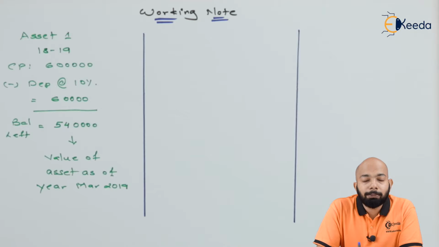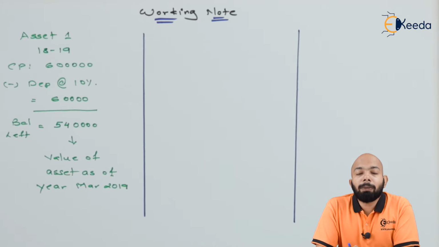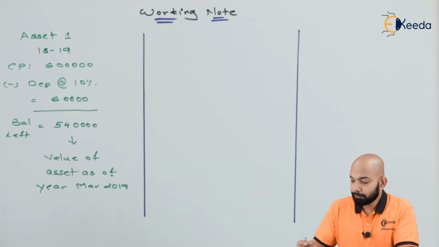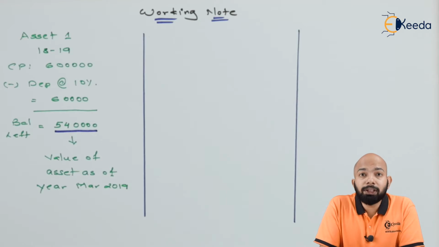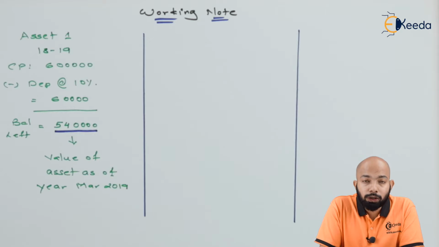So the depreciation on this specific asset will be on the cost price, which is 6 lakhs, at 10% depreciation, which is 60,000. So 6 lakhs, the cost price, minus depreciation will give you a balance of 5,40,000. This will be the value of the asset that we hold, that means asset number 1, as of 31st March 2019. This is the working for asset number 1. Now we'll prepare the working for asset number 2.